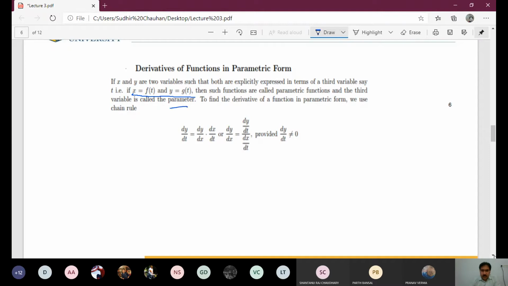To find the derivative of a function in parametric form, we can use this result. dy by dt is dy by dx into dx by dt. So in that case we can evaluate dy by dx as dy by dt upon dx by dt, provided this is not equal to 0. dx upon dt should not be equal to 0.